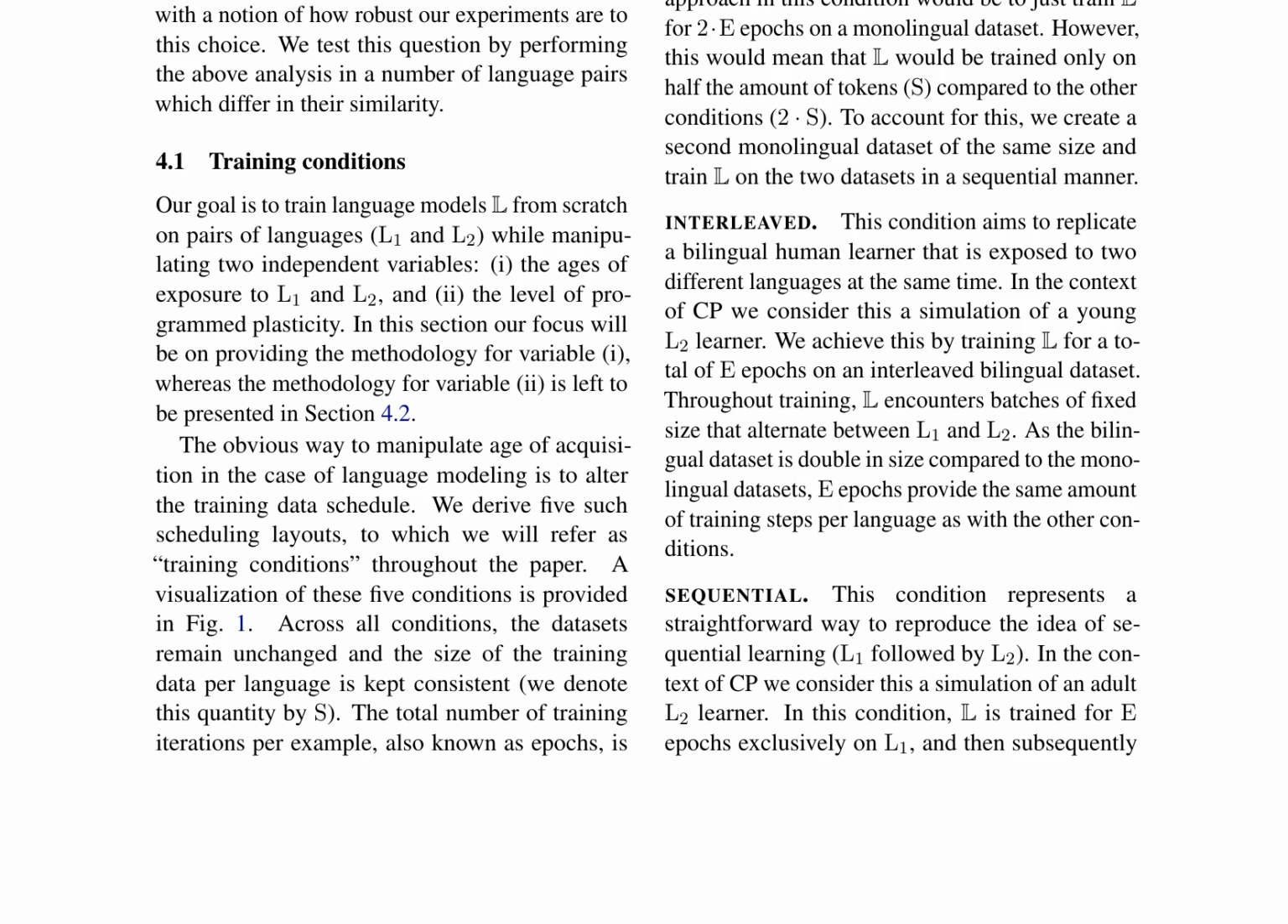The study aims to provide a comprehensive understanding of the effects of age of exposure and programmed plasticity on language models, shedding light on the complex interactions between language similarity and CP effects. The use of precise language and domain-specific terminology maintains the technical accuracy and depth of the original research. The authors acknowledge the importance of considering the robustness of their experiments to different language pairs, and future work may involve exploring the effects of programmed plasticity on language models in more detail.